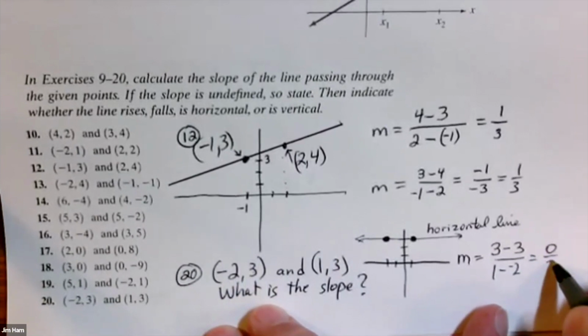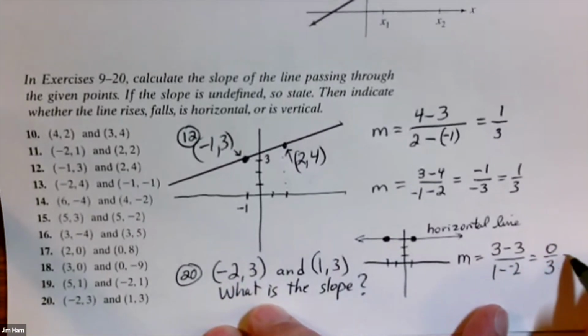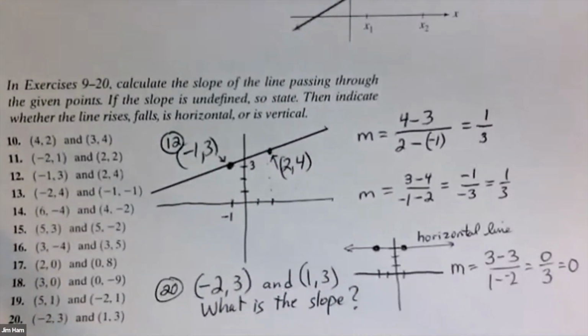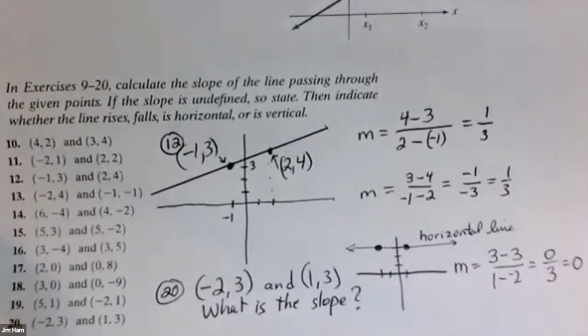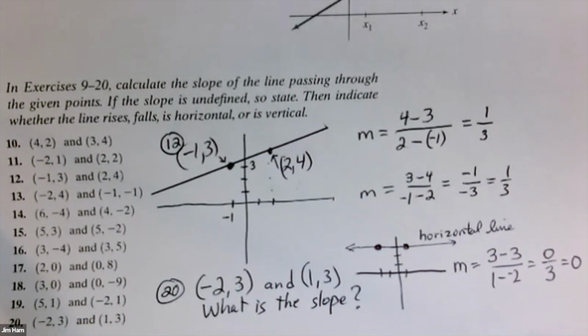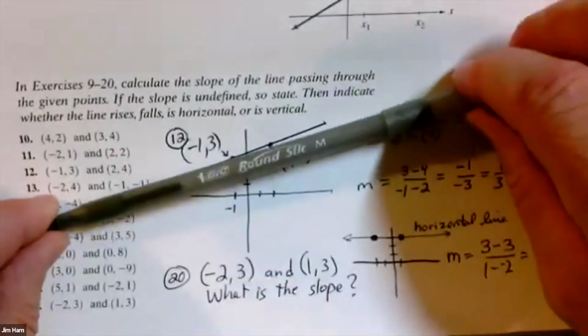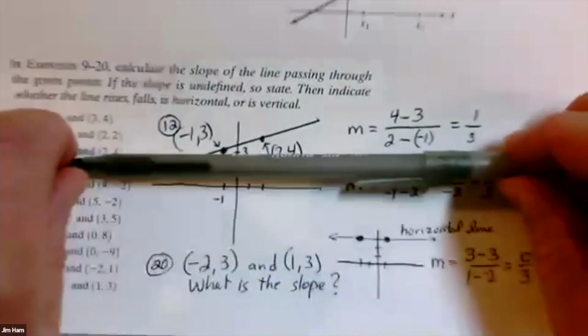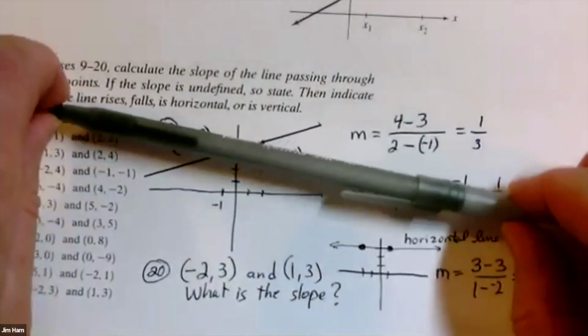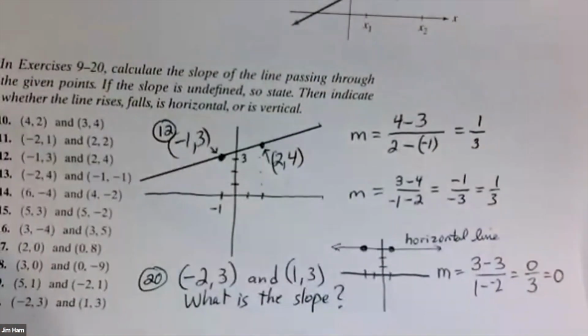So yes, you're going to get 0/3. And that's 0. So if you have a horizontal line like this, then the slope is going to be 0. You can think of the slope as a number that describes the steepness. So positive, more positive, more positive, 0 right here in the middle. And as you go to a decreasing line, the slope is going to be negative.